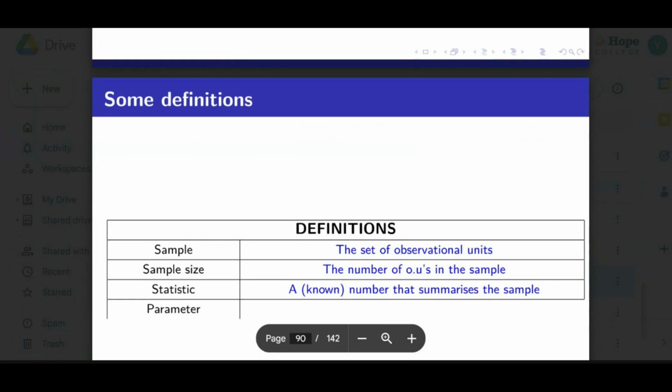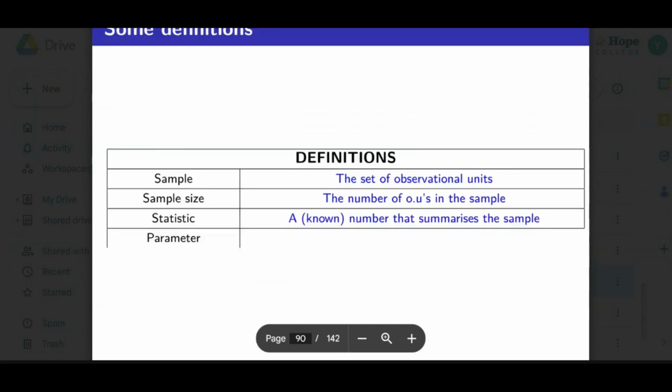Can I have someone tell me a sentence that looks very close to this sentence, but change a couple of words? A parameter. Is it still a number? I thought a parameter is a number. A number that summarizes the population. That's right. And is a parameter known? No, it's not known. Good.